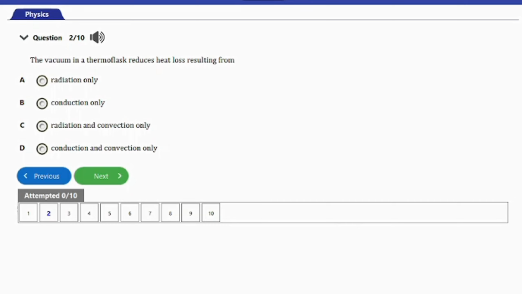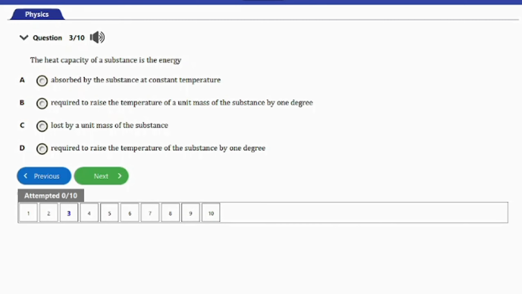So you notice that radiation can occur even when there is no gas, liquid or solid medium. But guys, conduction and convection require either a solid, liquid or gas medium. So in a vacuum, you find out that this is either reduced or almost gone. So that's why the vacuum in the thermal flask reduces heat loss resulting from conduction and convection. So that's it for this question. Let's go ahead and consider the next question, guys. So that's question number 3 here, guys.